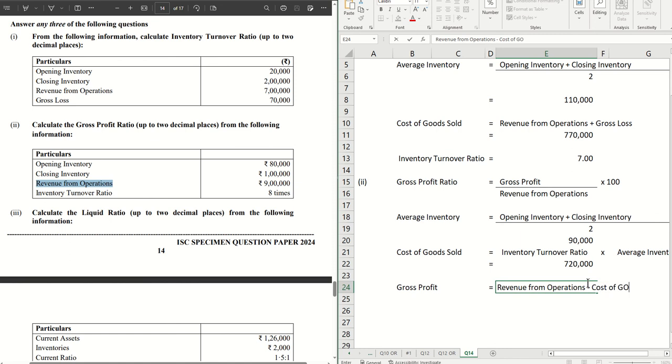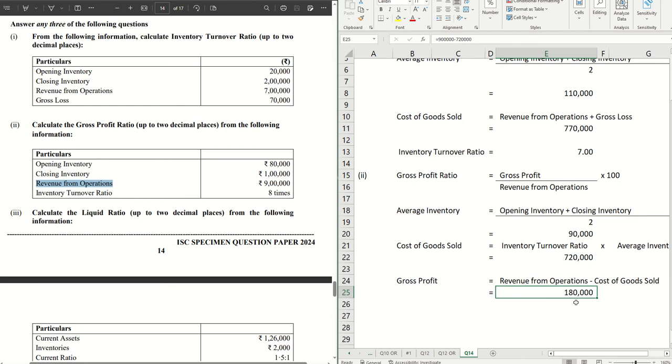Cost of goods sold. Let's do the subtraction. 9 lakhs minus 7 lakh 20,000. So that becomes our answer, 1 lakh 80,000. Okay, that is our gross profit.